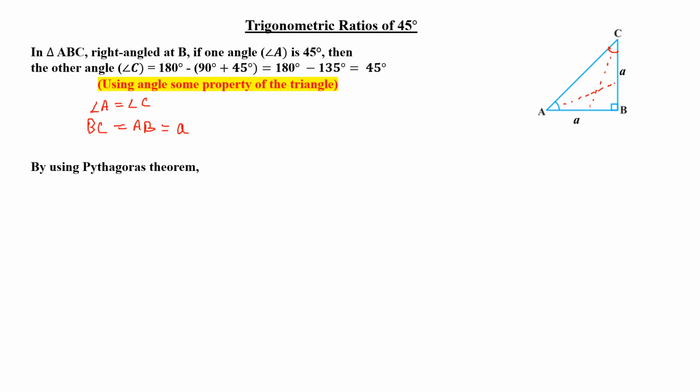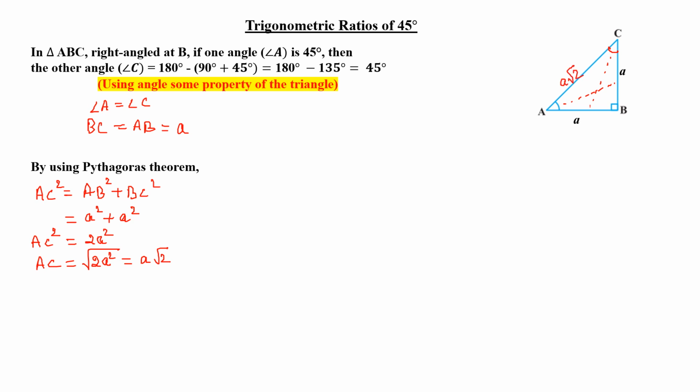So by Pythagoras theorem, which tells that the square of the hypotenuse, which is AC square, will be equal to AB square plus BC square, isn't it? And AB square will be A square, BC square is also A square. So A square plus A square is 2A square. So AC square is 2A square. So the value of AC will be root of 2A square, which will give me the value of A root 2. So from here I got the value of AC as A root 2, isn't it?